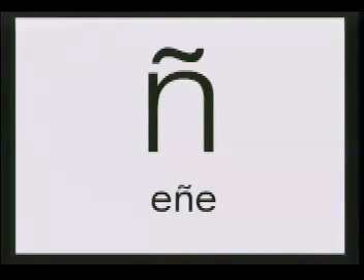This is one of the extra letters in the Spanish alphabet. It is the sound ñ, the letter ñ, and its sound is ñ. And it would be the equivalent of the sound that you hear in the word canyon or in the middle of onion.